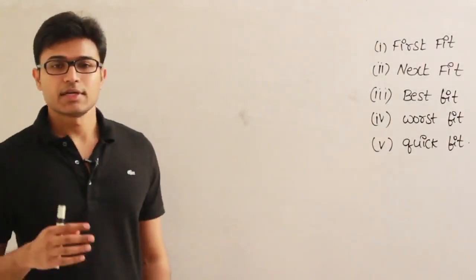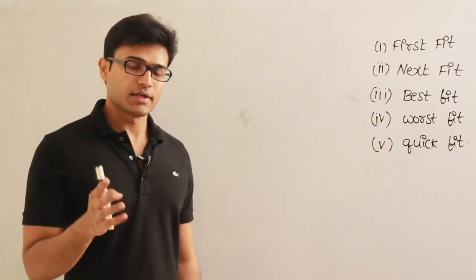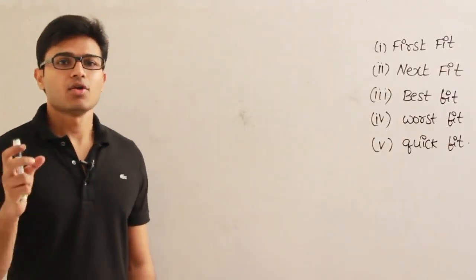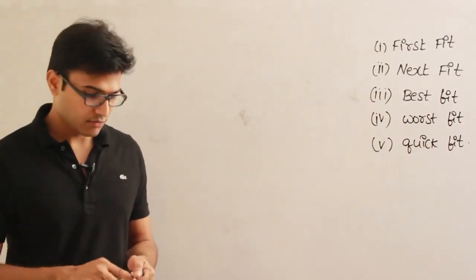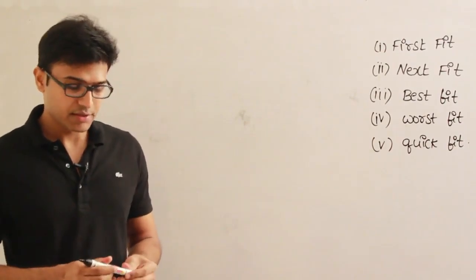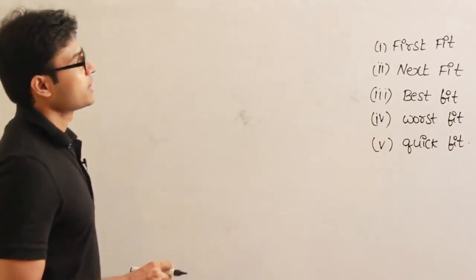Now let's see what are the various algorithms that are used on the linked list that I have shown you just now, in order to find a hole and allocate it to the process. And these methods can be applied even for fixed partitioning or static partitioning. Let's talk about variable partitioning. Okay. So first one is first fit.